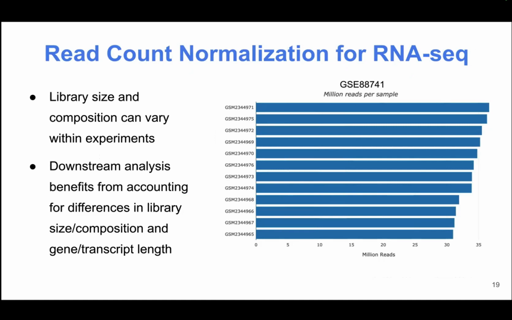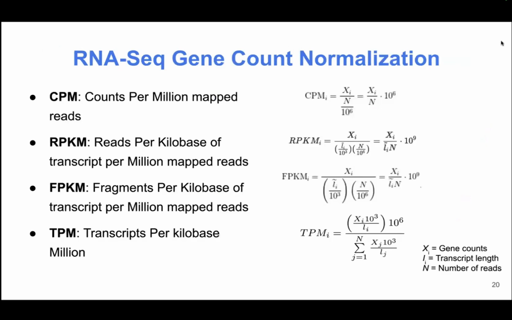We also need to take into account gene and transcript length, and somewhat intuitively, when we're looking at a larger gene, more fragments of that gene will get sequenced than if we're looking at fragments of a smaller gene. So we want to make sure that we're taking the gene and transcript length into account as well with some of these processes. So a few of the ways that this can be carried out are with CPM, RPKM or FPKM, and TPM.